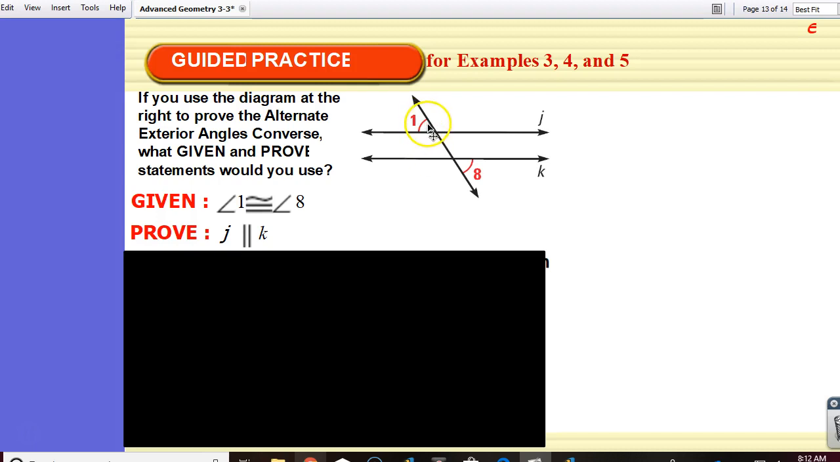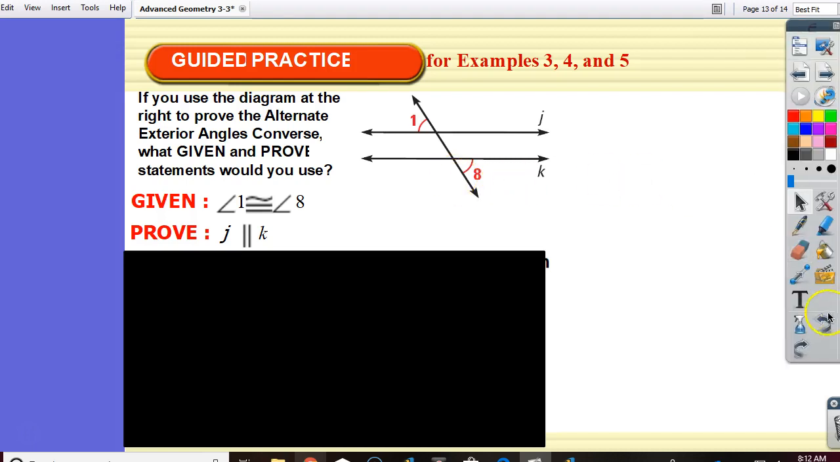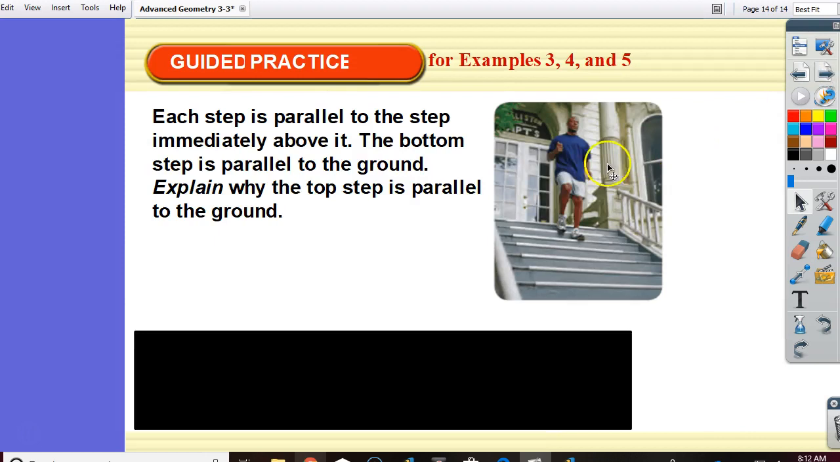So ignore it because they don't actually give you enough information to prove it. All you know is that if those are equal, then yes, the lines are parallel by the alternate exterior angles converse, but you can't prove the alternate exterior angles converse without any extra information, so ignore this problem.